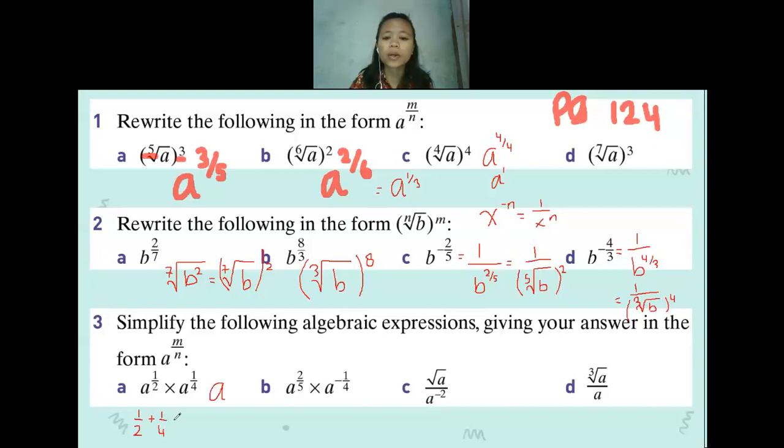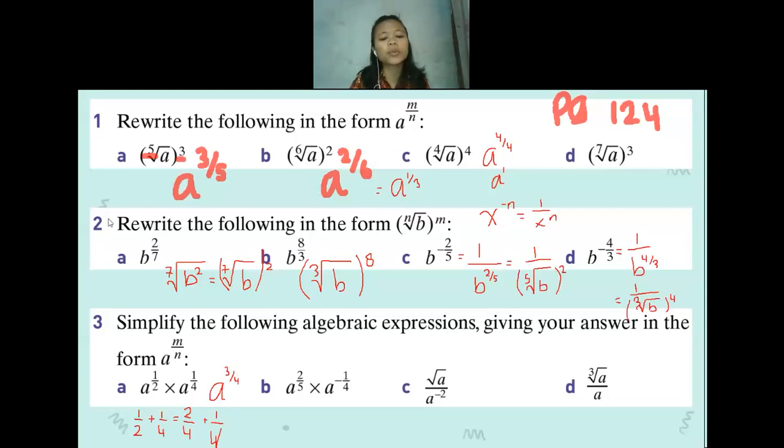1 per 2 plus 1 per 4. Yeah, we have to make the denominator the same first. So it will be 2 by 4 plus 1 by 4, which equals 3 by 4. So the final answer will be a to the power of 3 by 4. Is there anyone having any question? No? Okay.